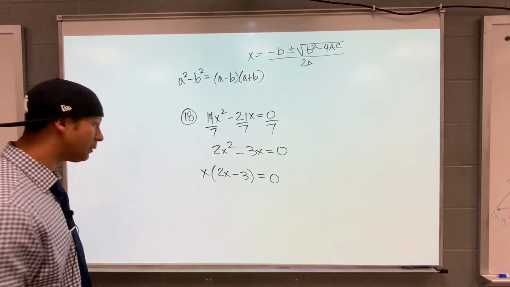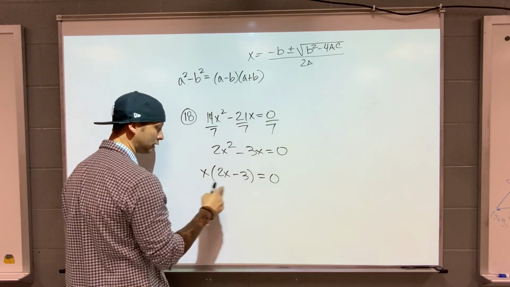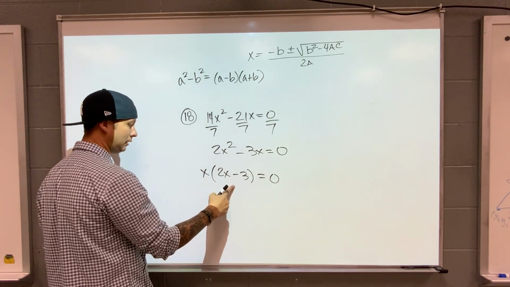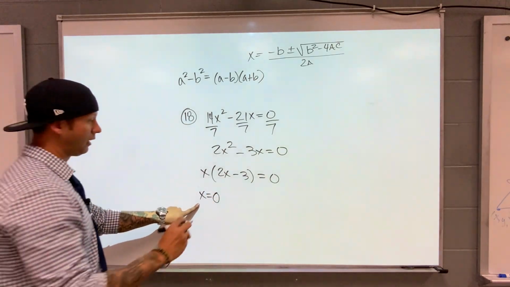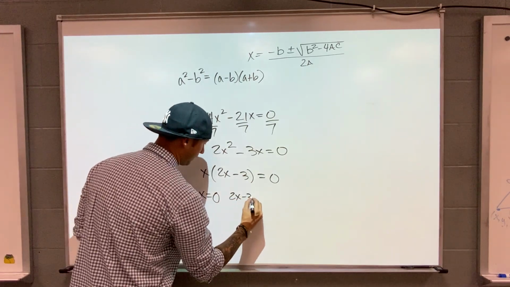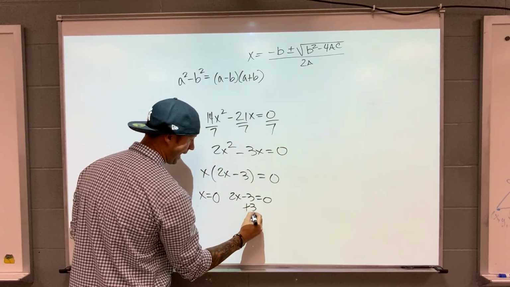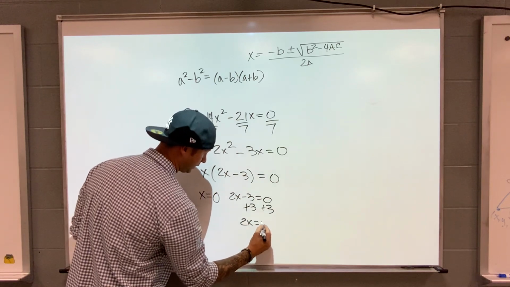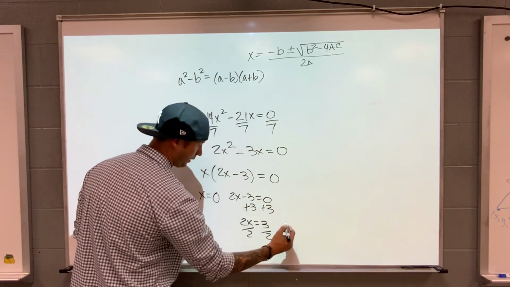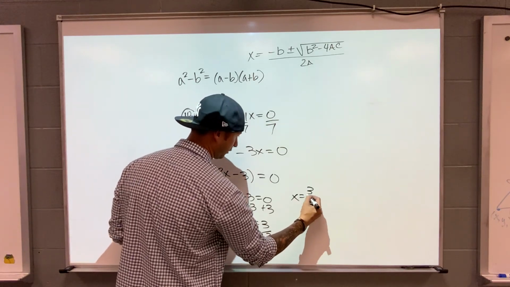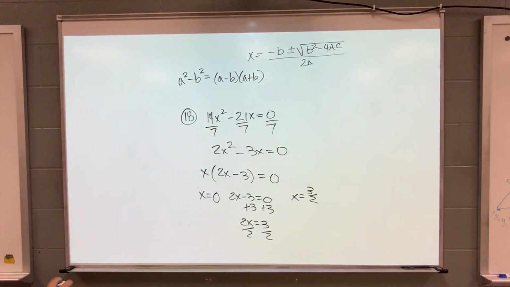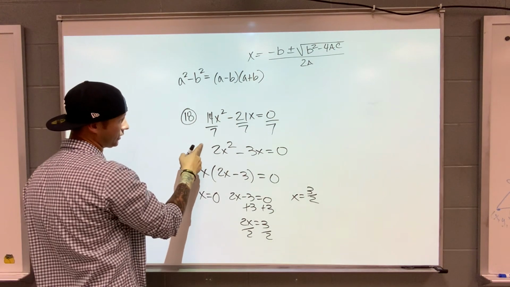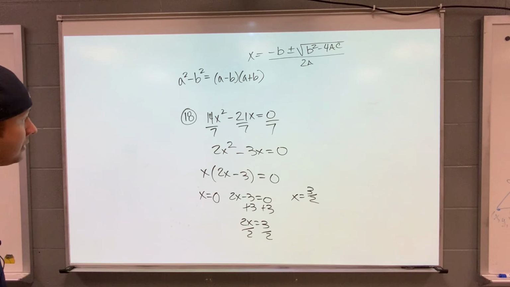I want to set both of these equal to 0, right? Because I'm multiplying two things that equal 0. One must be 0. So when x is equal to 0, oh, that's nice. That's one of my roots. 2x minus 3 is equal to 0. So I'm going to add 3. So 2x is equal to 3. Divide both sides by 2. And x is equal to 3/2. Those are my two answers. x equals 0 and x equals 3/2. That one looked scary at the beginning, but it actually worked out really nice.